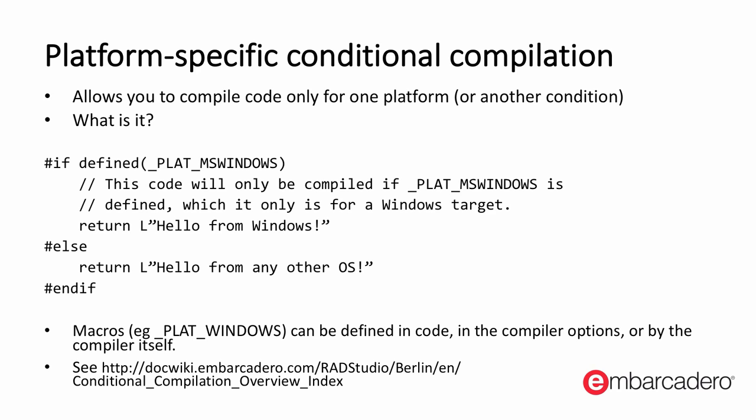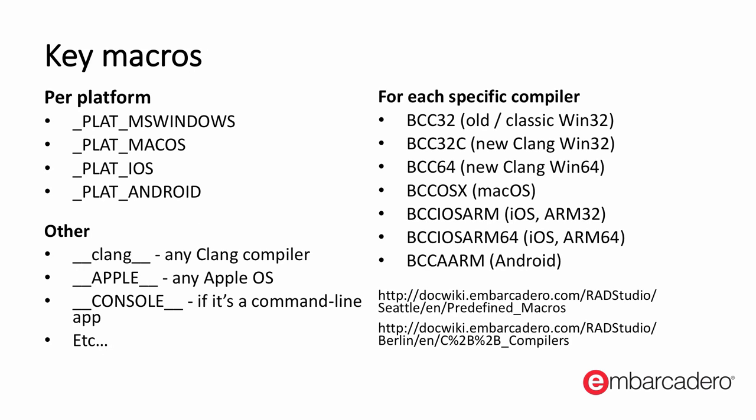Here, the condition which is true or false is if a particular macro is defined. Macros can be defined by you in code, or in the compiler options, or by the compiler automatically, as with the platform ones. There are a few key macros defined that are useful, one for each platform. They are _PLAT_ followed by the platform name, so _PLAT_MACOS or _PLAT_ANDROID. You can use these to compile code only for that specific platform.